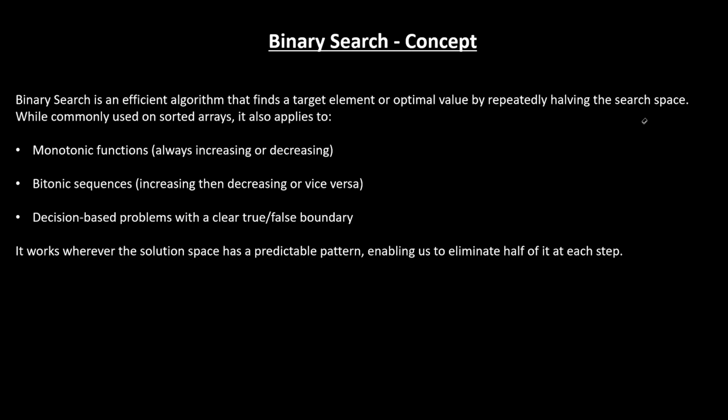Before going to the further slides, let's understand the concept of binary search. A binary search is an efficient algorithm that finds a target element or optimal value by repeatedly halving the search space. While commonly used on sorted arrays, it also applies to monotonic functions. Monotonic functions basically means, I will explain that. Let me explain what is binary search.